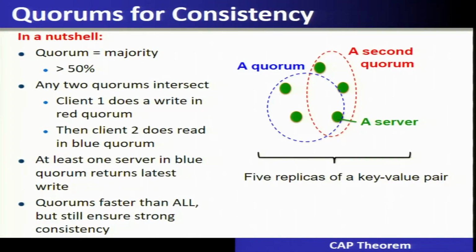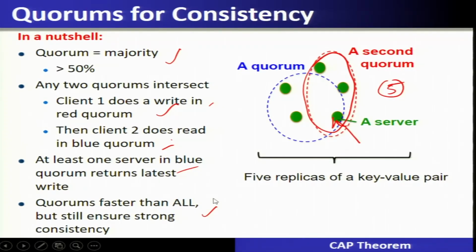In a nutshell, quorum means a majority, which is more than 50%. Any two quorums will intersect, as you can see here. This example shows 5 different servers, and the majority among 5 is 3. Client 1 does the write in the red quorum, then client 2 does the read in the blue quorum. At least one server in the blue quorum returns the write. So quorums are faster than ALL, but still ensure strong consistency.